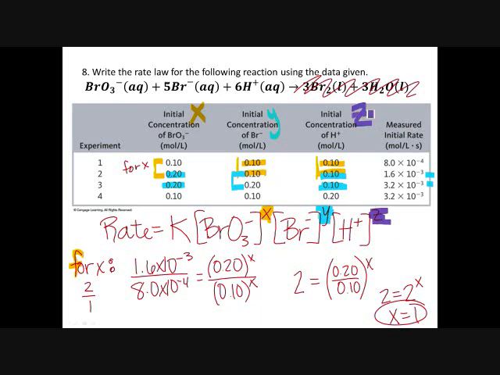With z, again, the z column needs to change, and x and y need to hold constant. Looking here, the only ones where x and y, or the BrO3 and the Br, are constant are 1 and 4. So it's going to be 1 and 4 that we compare. That's because it's constant in 1 and 4 there, and it's constant in 1 and 4 there. They're both 0.10 in both columns.